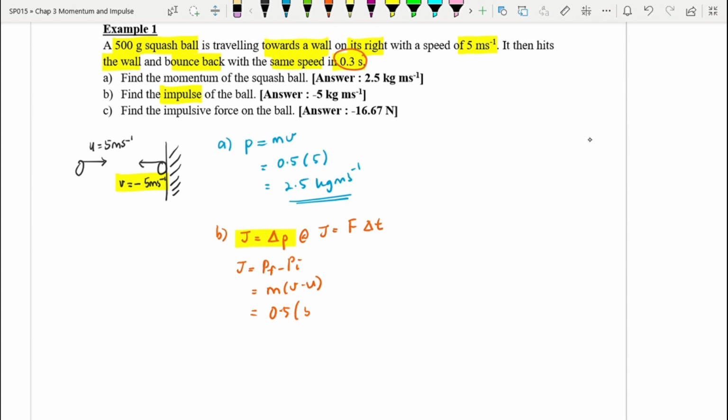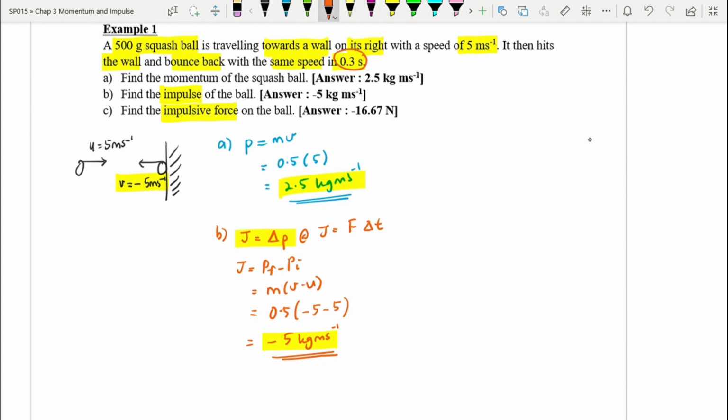Yang ni kena alert sebab kita list dah kat sini dah. Okay, V adalah final velocity after the bounce. So, negative 5 minus with initial velocity which is 5, positive 5. So, tolak 5 lagi. So, end up kita akan dapat negative 5 kg ms negative 1. Biarkan sahaja jawapan akhir dengan negative sign. Okay, so positif, yang ni kita dapat negatif. Okay, so next question, C. Find the impulsive force on the ball.